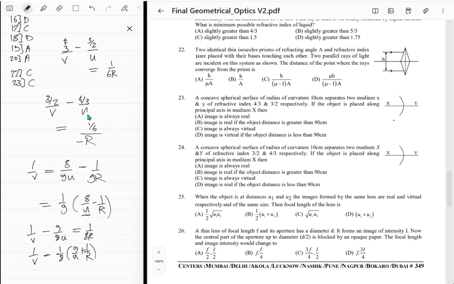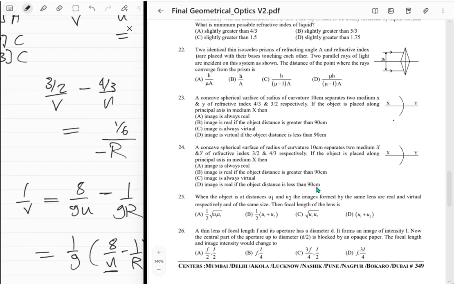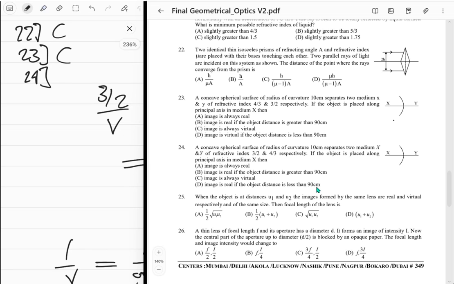So in case u is smaller than -90, that is distance is more than 90 centimeter, this thing will be negative. So it's virtual if object distance is more than 90, and it's real if it's less than that 90. Right, that makes sense. Now, real if distance less than 90, yes. So 24th d. Okay, so that's why this 90 centimeter was there, right?